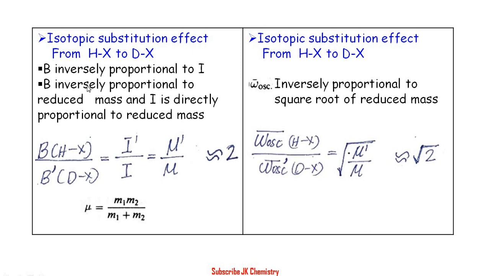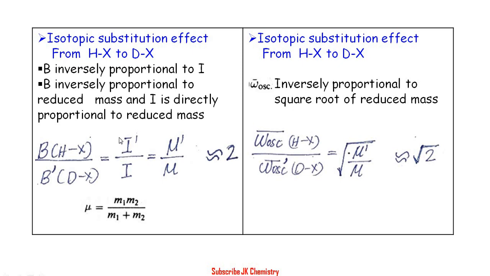So clearly, when we have the equation, that is the rotational constant of HX divided by the rotational constant of the deuterium-substituted bond, that is DX. Clearly we know that B is inversely proportional to reduced mass. So we can have here I dash divided by I, where I dash is the moment of inertia of the DX bond, and I is the moment of inertia of HX. We know that it is inversely proportional.